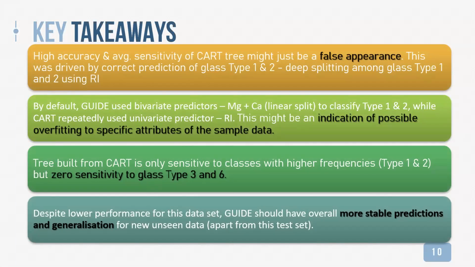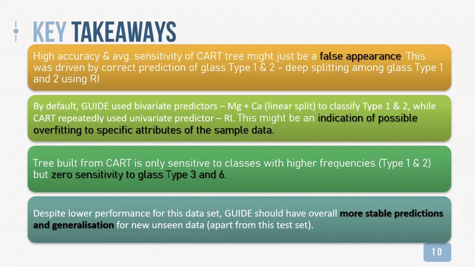So some of our possible explanations of why it's happening is that the high accuracy and average sensitivity of CART might just be a false appearance. That means it may be just an illusion, because the high accuracy and average sensitivity was driven by the correct prediction of class type 1 and 2, which are very high in proportion in our test set, like 4 times compared to the rest of the classes.